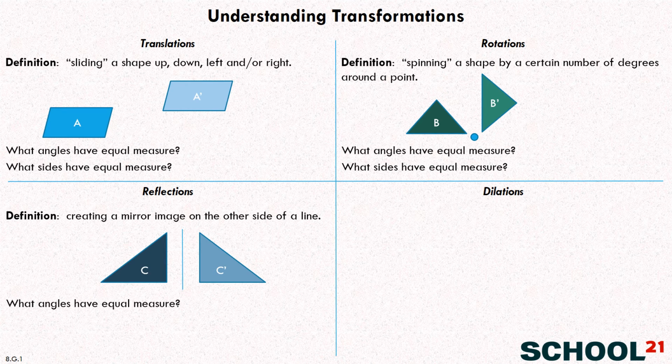What angles have equal measure? So this left angle on shape C, what is it equal in measure to? The right angle. The right angle on shape C prime, okay? How about the top angle? The top angle, so those ones don't change. But the right angle on C is the same as which angle on C prime? The left angle. The bottom left angle, right?